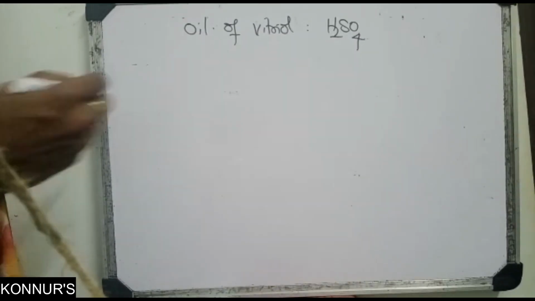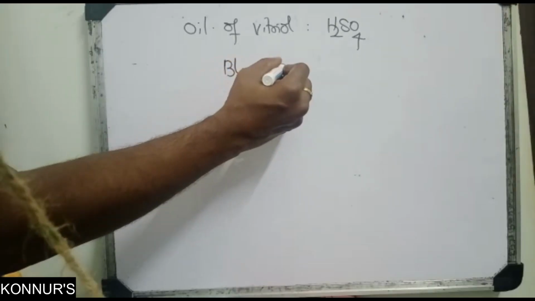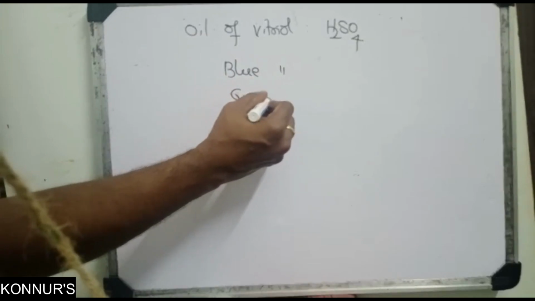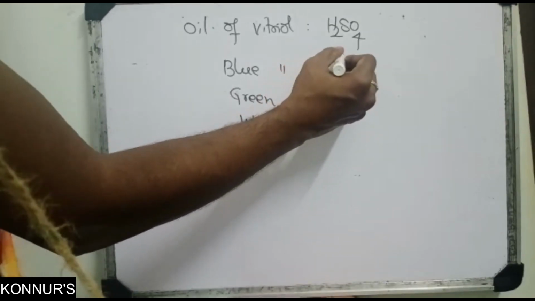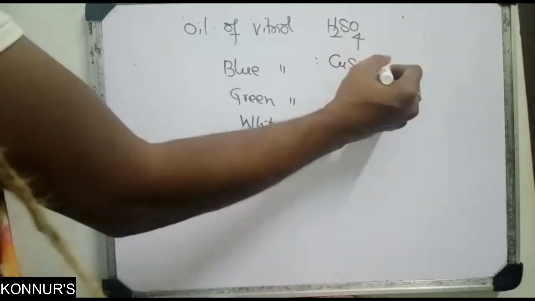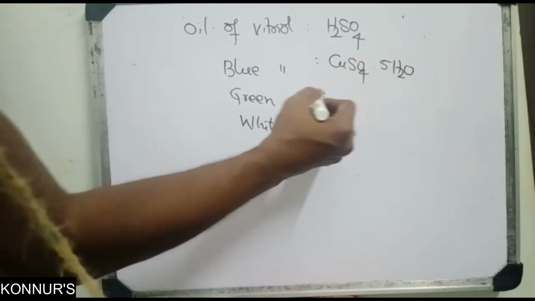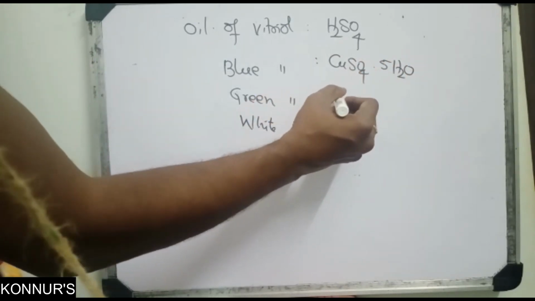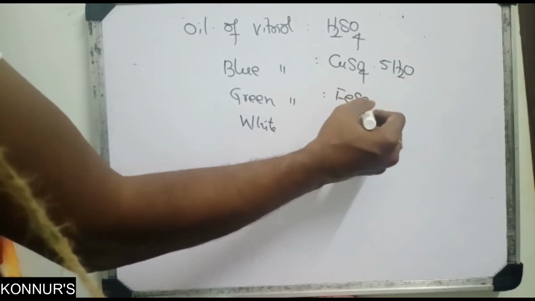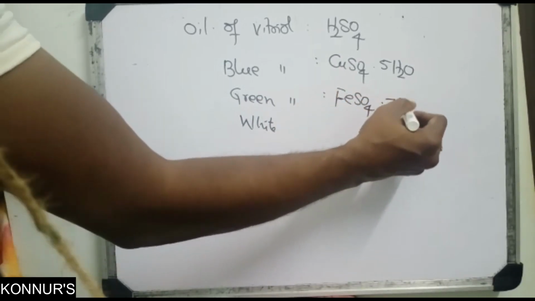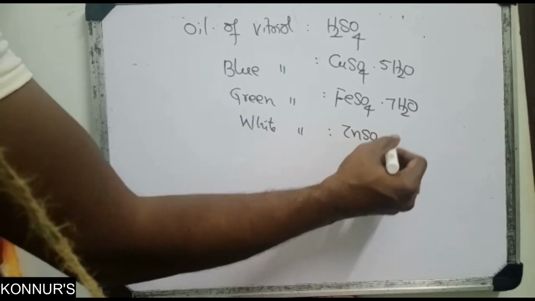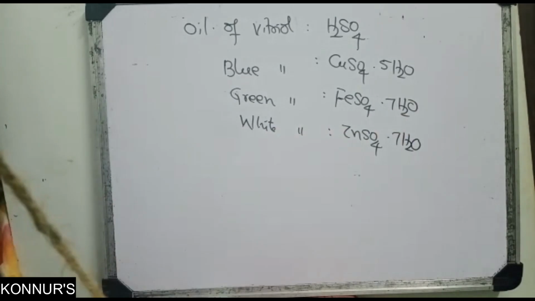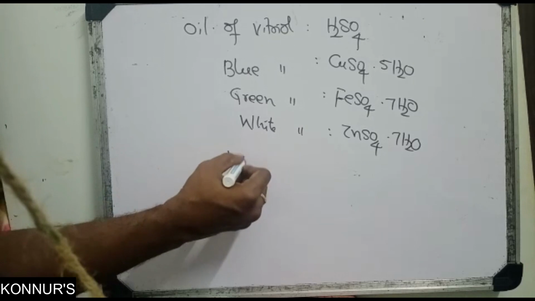So in this, blue vitriol, green vitriol, white vitriol. So blue means copper sulfate 5H2O. So green is what? Iron sulfate, FeSO4 7H2O. So white vitriol, that is zinc sulfate. So some important compounds.